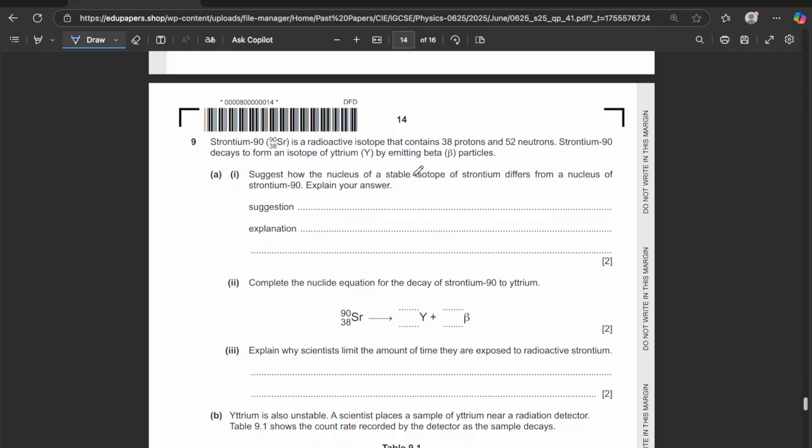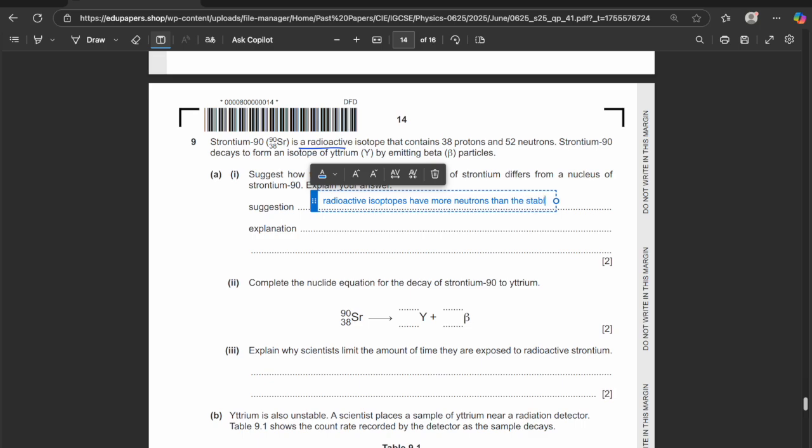Because it is a radioactive isotope, this is not stable at all, which means there are more neutrons than the actual stable isotope. So you can say that radioactive isotopes have more neutrons than the stable ones. More means a lot more. Excess.